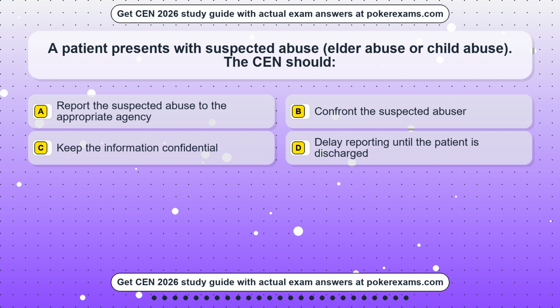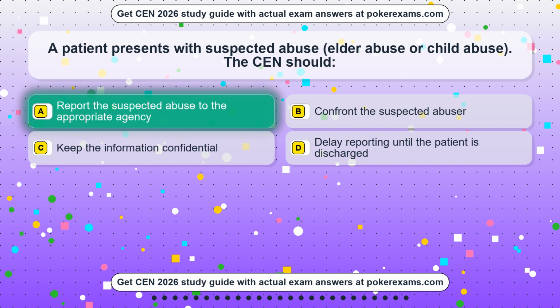Question 10. A patient presents with suspected abuse, elder abuse or child abuse. The CEN should: Option A, report the suspected abuse to the appropriate agency. Option B, confront the suspected abuser. Option C, keep the information confidential. Option D, delay reporting until the patient is discharged.